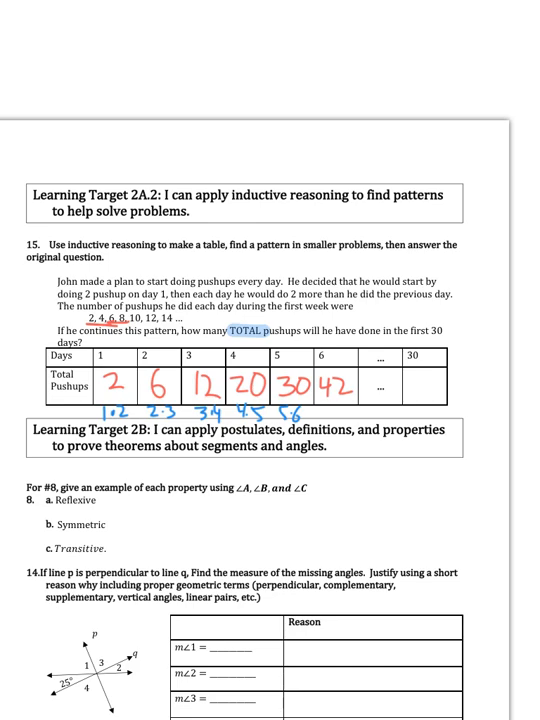So we have 30 times 31. And 30 times 30 is 900. So this is 900 with another 30, 930. So 930 push-ups. All right, so that's his total, 930 push-ups.